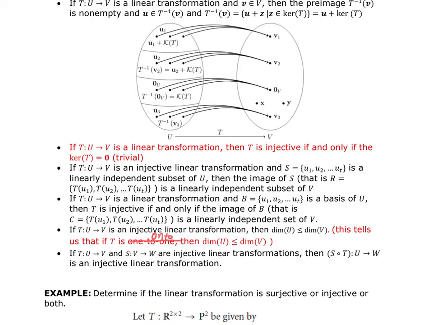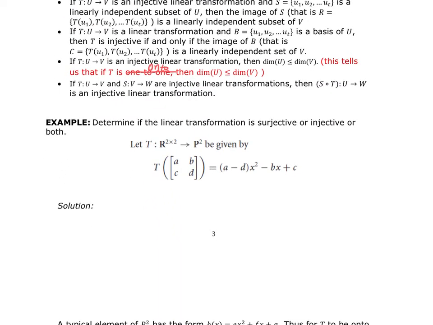And then of course we get the composition. If the linear transformation T from U to V and the linear transformation from V to W are injective linear transformations, then that composition where I go from U to W is also an injective linear transformation. So let's practice this.